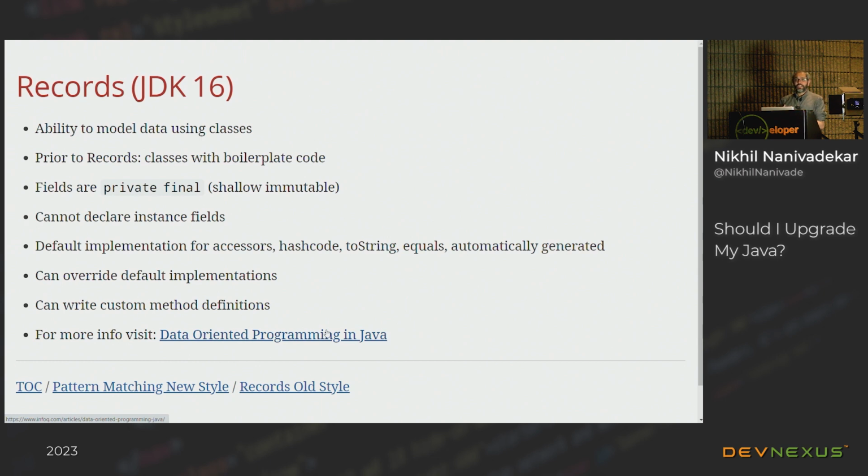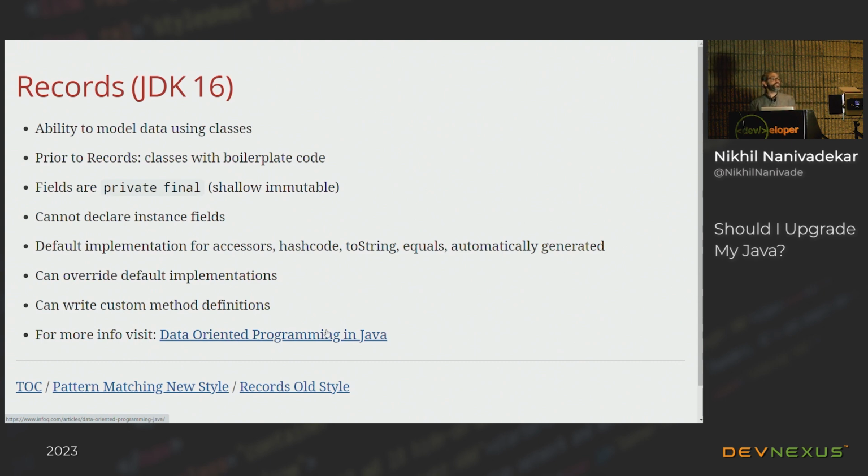With JDK 16, we got records, and with records, we got a few things, and we'll look at the example. A few things to note is the fields in records are private final. They're shallow immutable, and shallow immutability is a concept we can look at if we have time. But you cannot declare instance fields with records. With records, you get the default implementation of the accessors, so the getters, the hashCode, the equals, and toString. It's automatically generated.